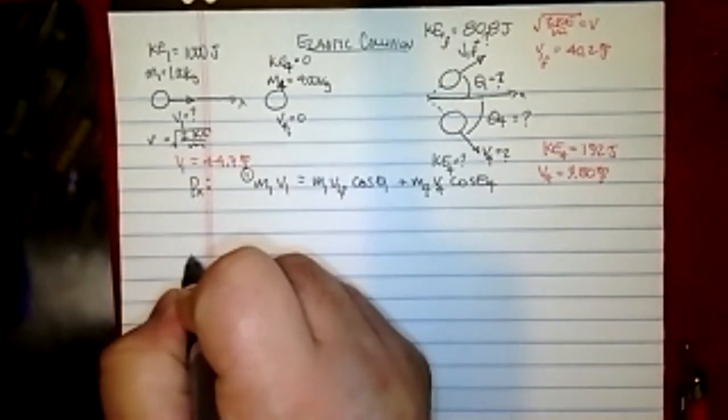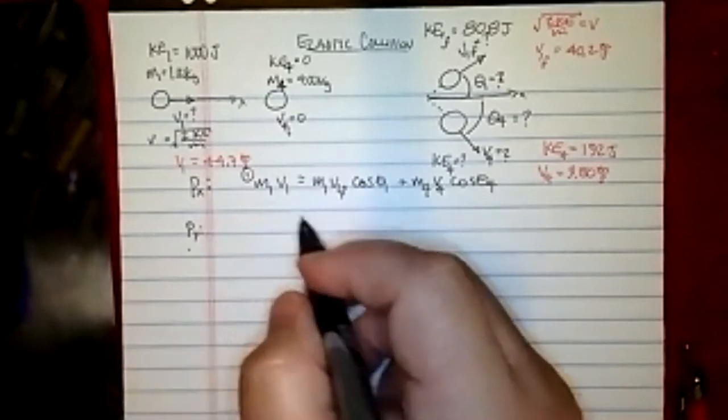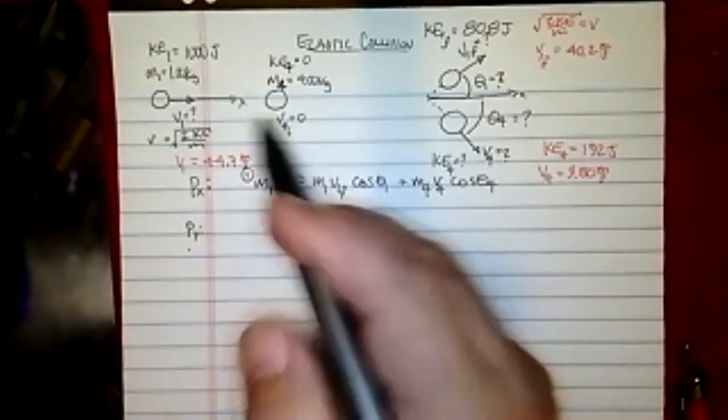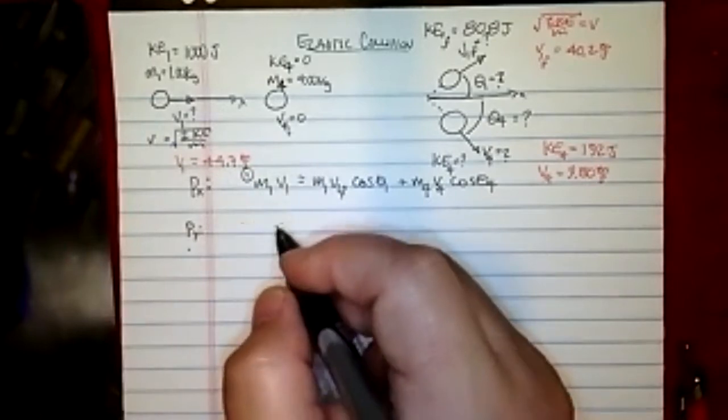Now, doing P sub y, conservation of momentum in the y direction, initially nothing's moving in the y direction, so the initial momentum in the y direction must in fact be 0.